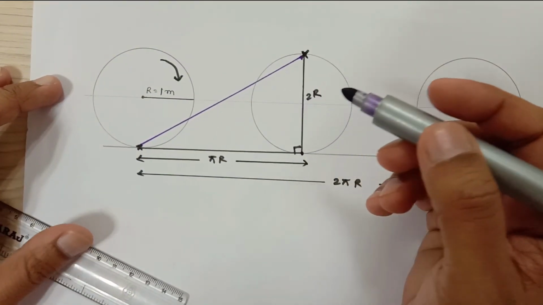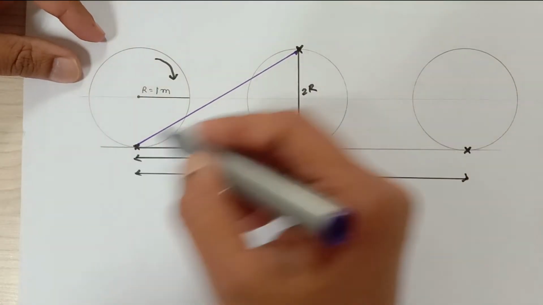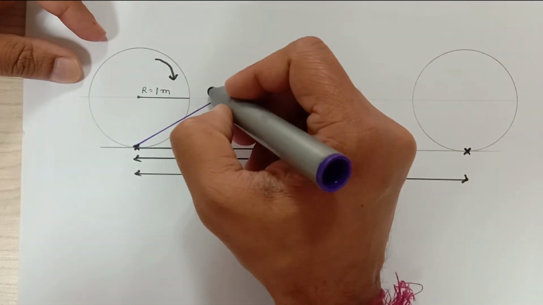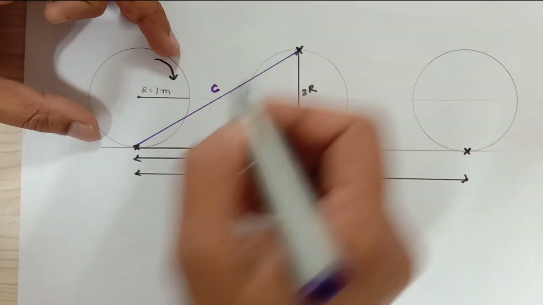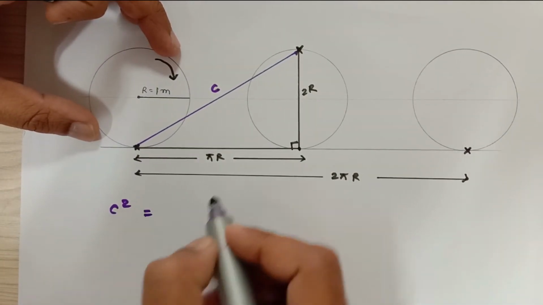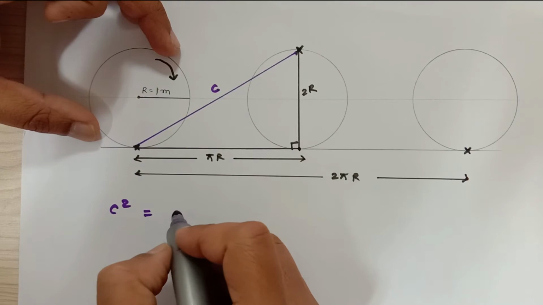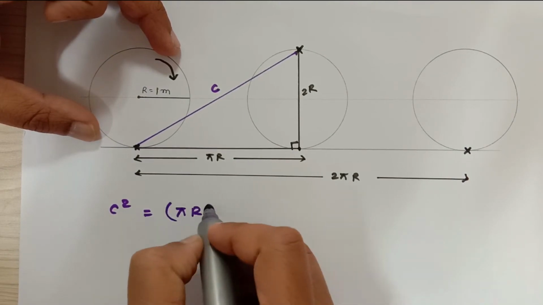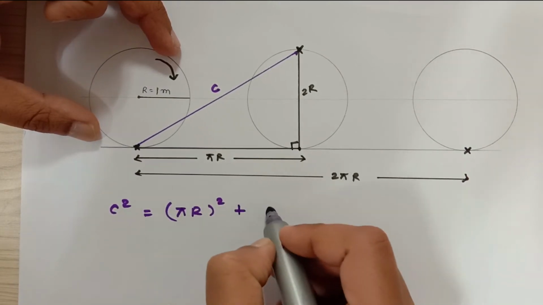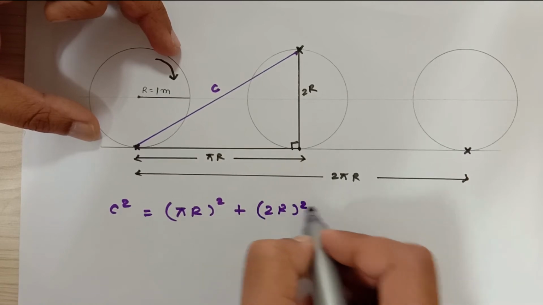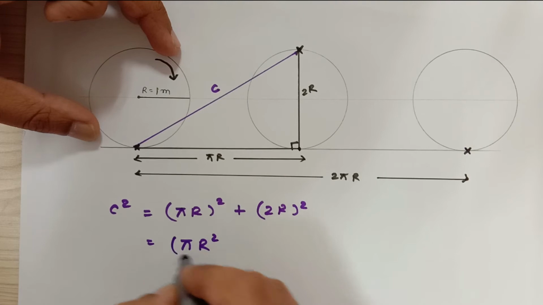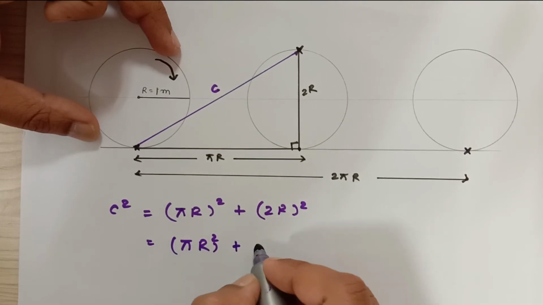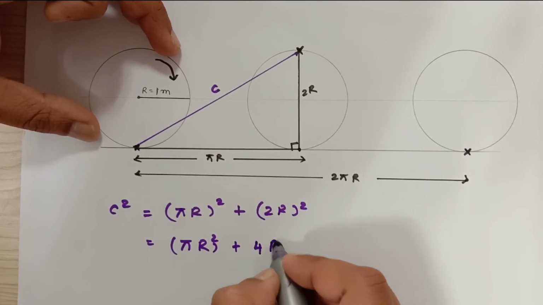Now, how can I find that displacement? Let me call this C. Applying the Pythagoras theorem, C square is equal to this square plus this square, that is, (pi r) the whole square plus (2r) the whole square. So this is (pi r) the whole square plus, I can even open up the bracket, 4r square.